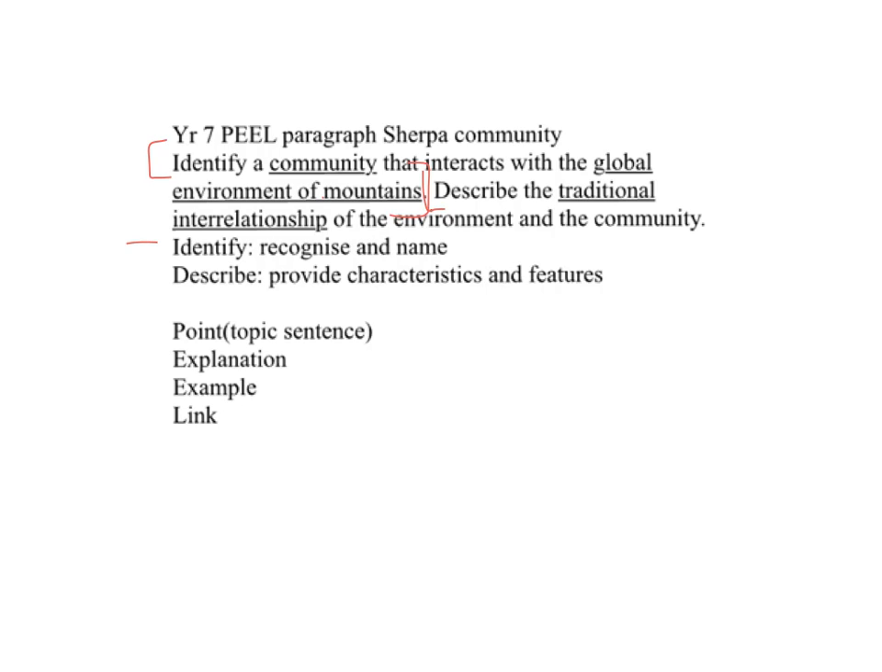I've said there what it is to identify: to recognise and name, and to describe. So they're those directive verbs, and you really need to be careful to understand what they are. I've got my little acronym here, and that's going to keep us focused. I want us to try and remember what the question is, because I'm going to show you how I went about writing it.